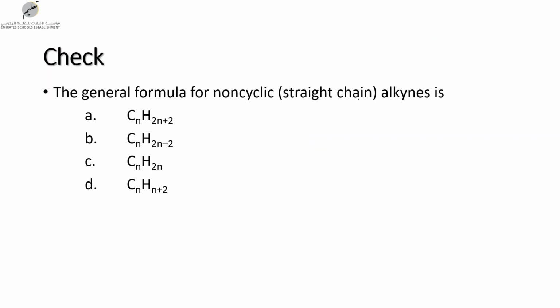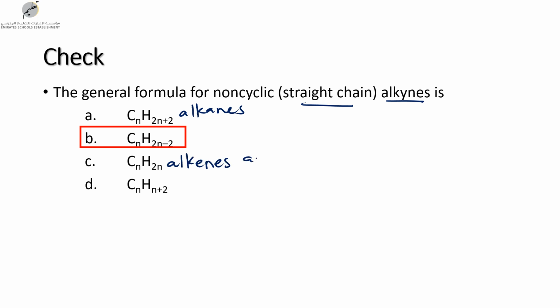So what's the general formula of straight chain alkynes? It's going to be this one, right? This is the formula of alkanes. This is the formula of alkenes and cycloalkanes, if you remember. And we did not cover this general formula here. Of course, this formula is only if you have one triple bond, and this formula for alkenes only if you have one double bond, only one.